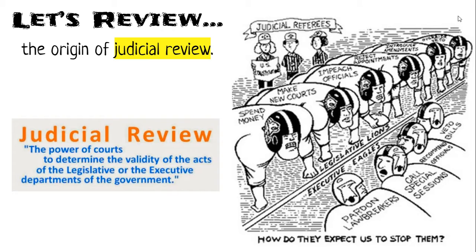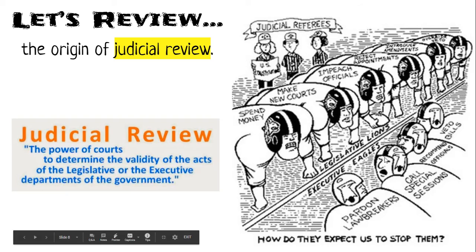All right, this is the one that's out of the ordinary for the rest of our unit. Let's review the origin of judicial review. We did look at this political cartoon in class. How did they expect us to stop them is the caption, and we can see this football player right here is the one that's speaking. His mouth is open, so we assume that he's saying, how did they expect us to stop them?